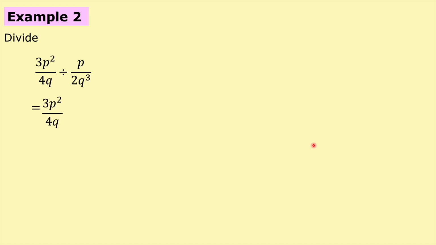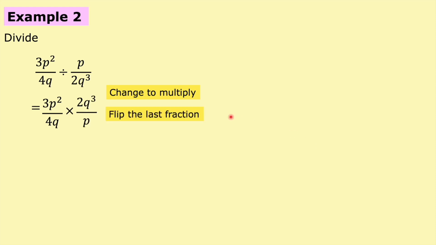We are going to keep the first fraction the same, change that divide to a multiply, and then flip the last fraction. So we had p over 2q cubed, and we've now got 2q cubed on the top over p. And now we just go ahead and multiply as we normally would in the first 3 examples. So we're going to multiply our numerators together to give us 6, so 3 times 2 is 6. We've got p squared and a q cubed. And then our denominators together, 4pq.